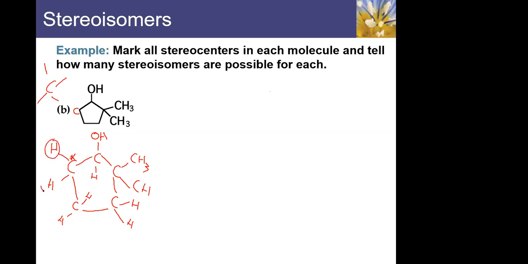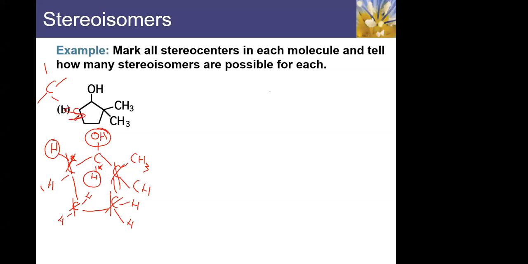Can this carbon be? No. Can this carbon be? No. Can this carbon be? Yes. Stereogenic center, because what do I have? I have OH, I have H, and then I have this group, whatever it is. Why do I say that? It has 4 different groups.